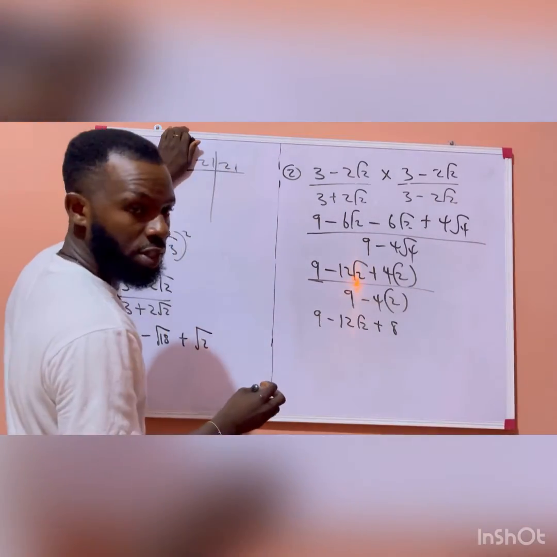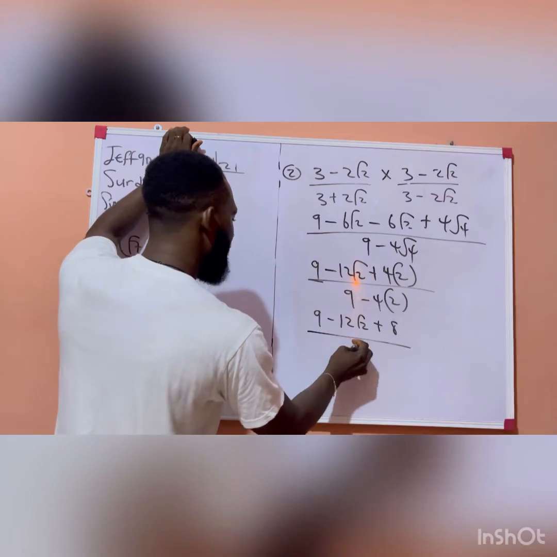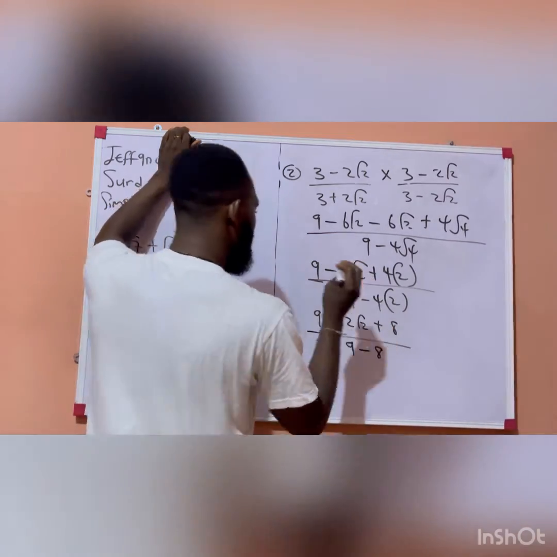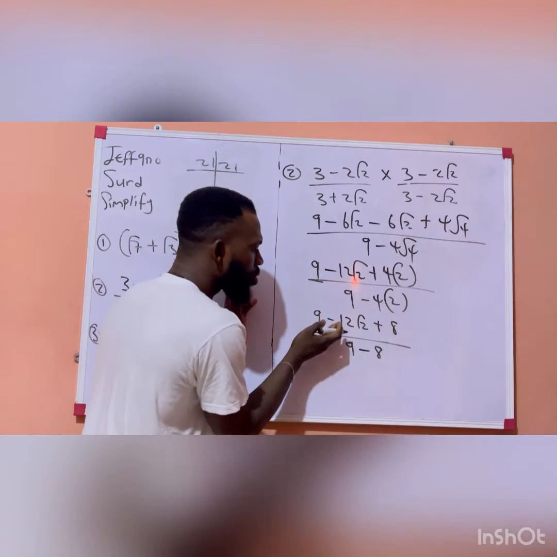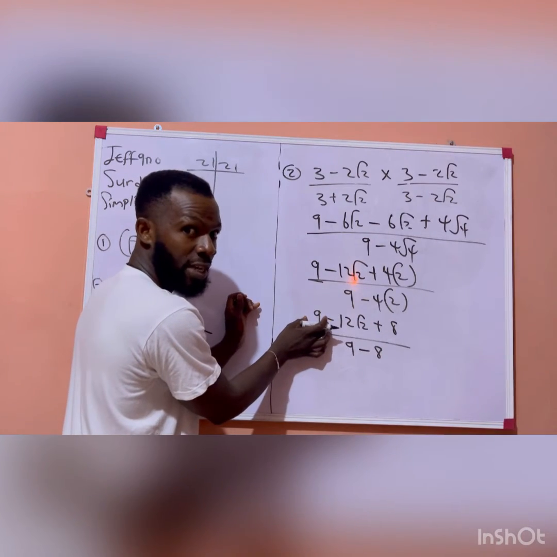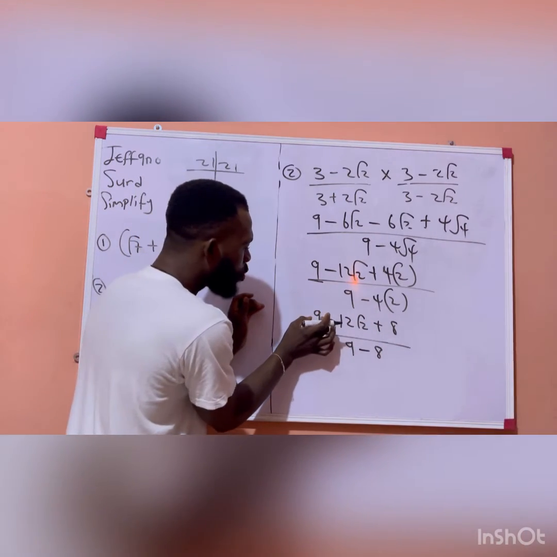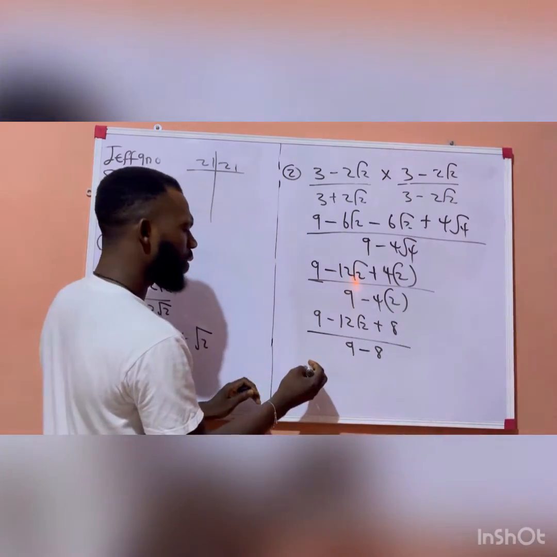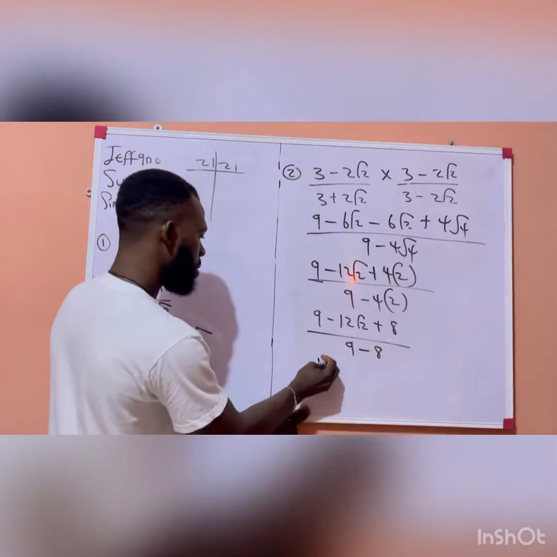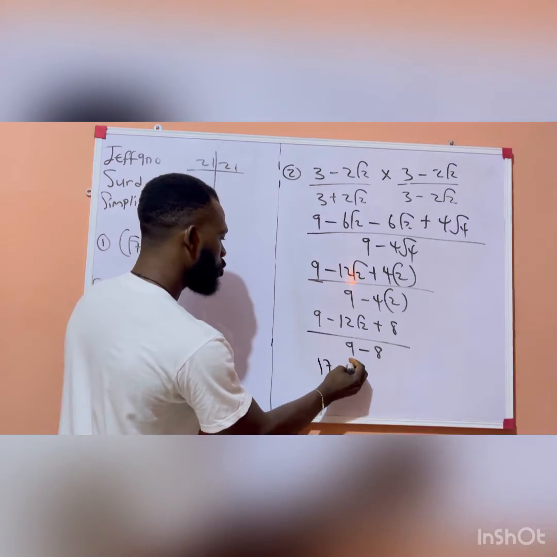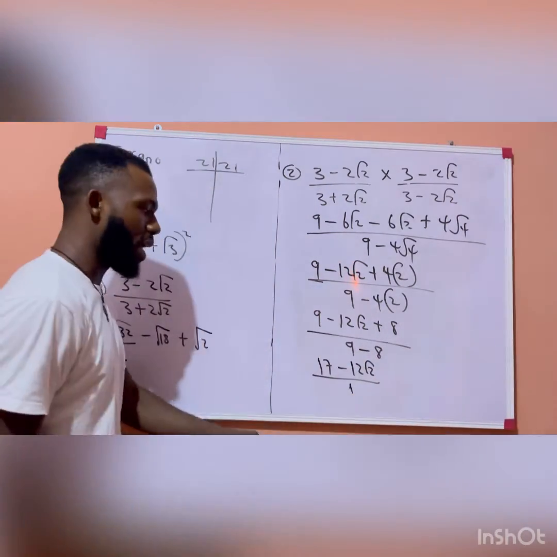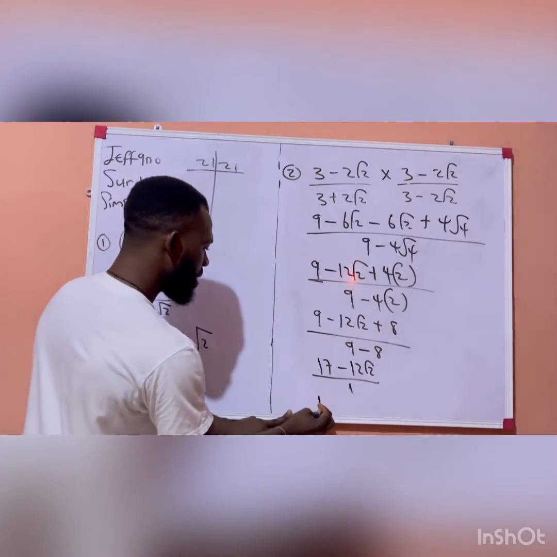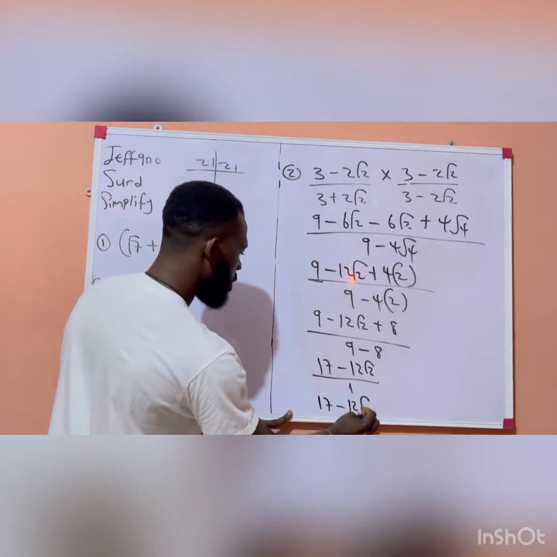4 times 2 gives us 8 over 9 also minus 8. So automatically we have this. Now there is no way I can subtract 12 root 2 from 9 because 9 is not carrying root 2. But I can do 9 plus 8, and that will give us 17 minus 12 root 2 over 9 minus 8 gives us 1. And you know that the answer becomes 17 minus 12 root 2.